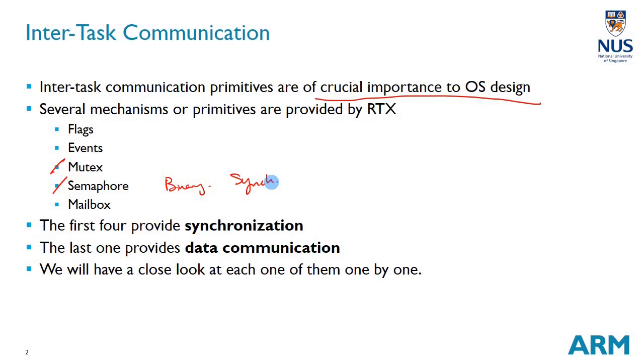Today we are going to be looking at three other mechanisms of the RTX that allow us to fulfill synchronization, and of course one more which also provides data communication. The first two we're going to look at are flags and events, and the last one is what we call mailbox or message queues. Mailbox was the generally older terminology; now we are calling it message queues. So let's look at them one by one and understand how they can be used in the RTX to fulfill the objectives of synchronization, as well as data communication.